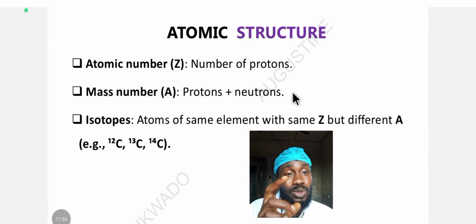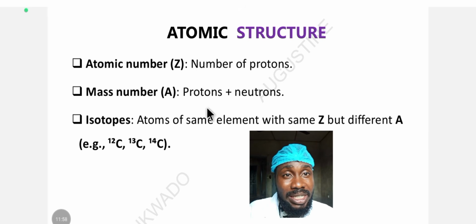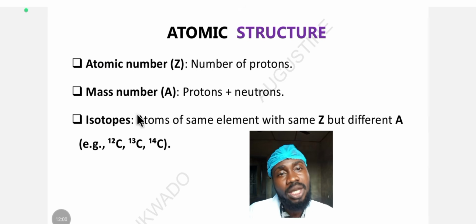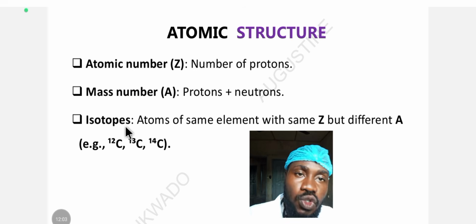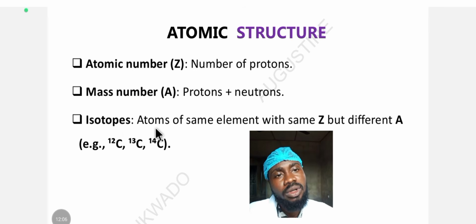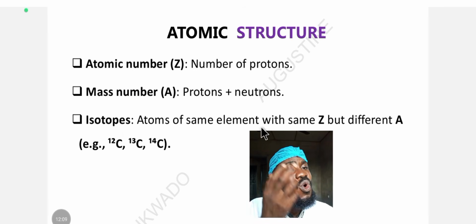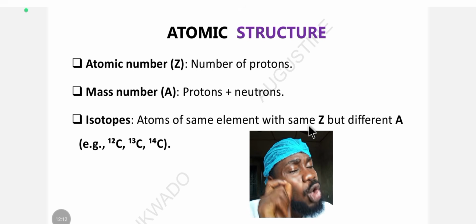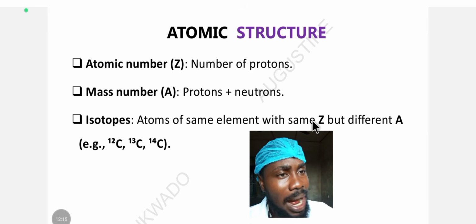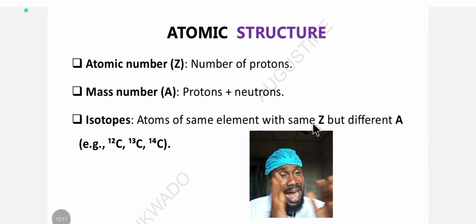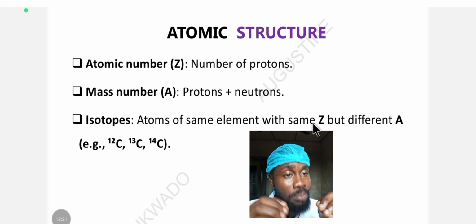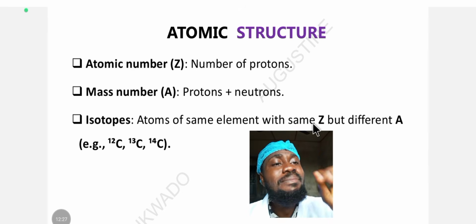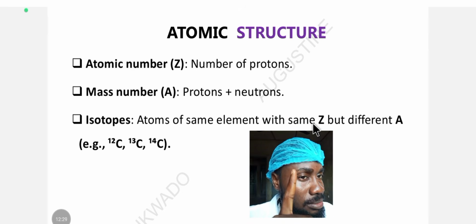JAMB can also ask you questions. They like to always ask questions related to atomic number and mass number. Then the third concept we have here is isotopes. And what are isotopes? Atoms of the same element with the same atomic number but different mass number. Just know that they are atoms of the same element having the same atomic number but different mass number.